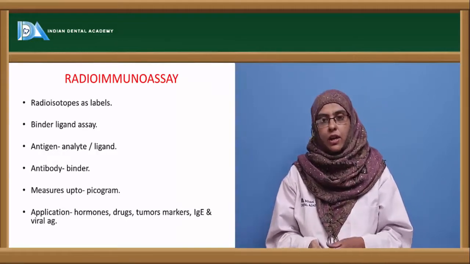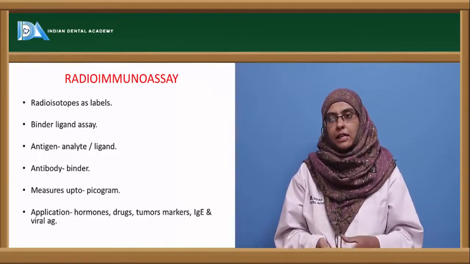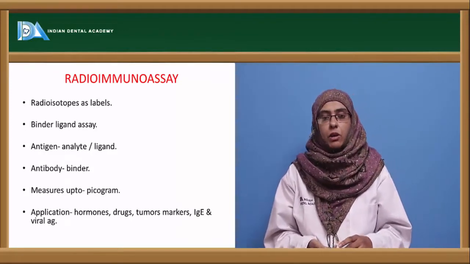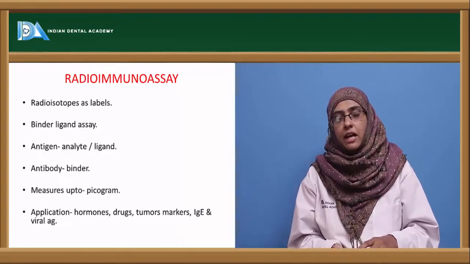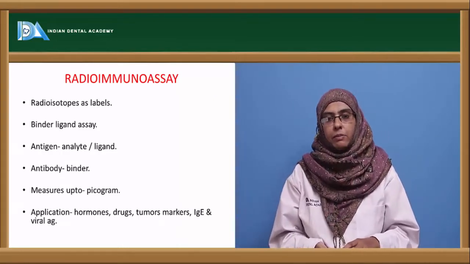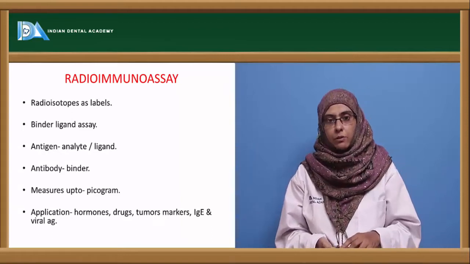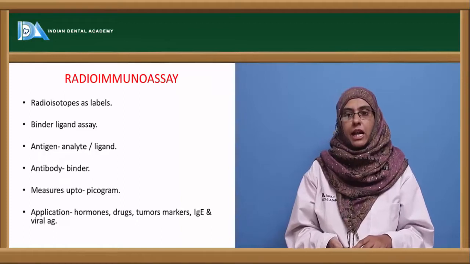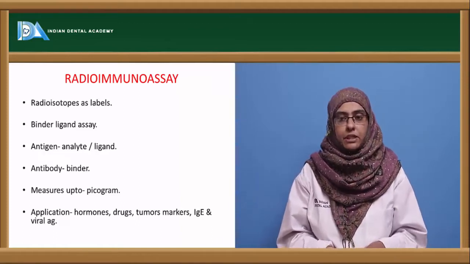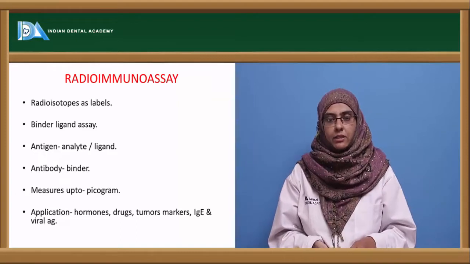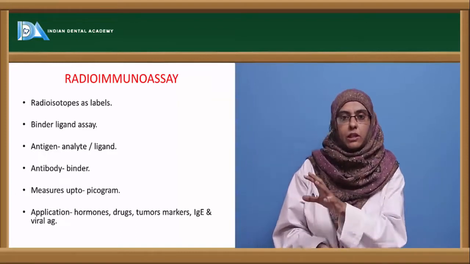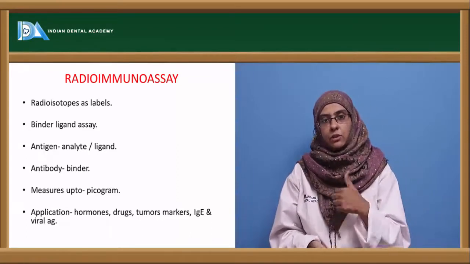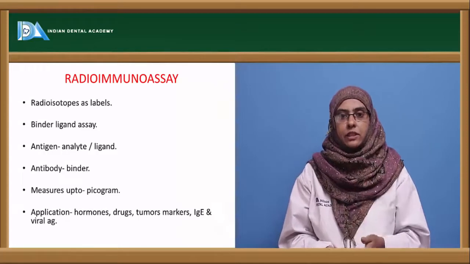So this radioimmunoassay helps us to measure picograms of the antigen, or detect a very small amount of the antigen. Also helps in detecting the haptens too. So mostly the application of radioimmunoassay is to detect the hormones or the drugs, tumor markers inside the human body, and IgE, which is mostly related to hypersensitivity reaction, and viral antigens. So the antibody towards these particular antigens, that is a ligand, can be conjugated with the radioactive isotope and made to interact with this, and the radioactivity is usually measured.